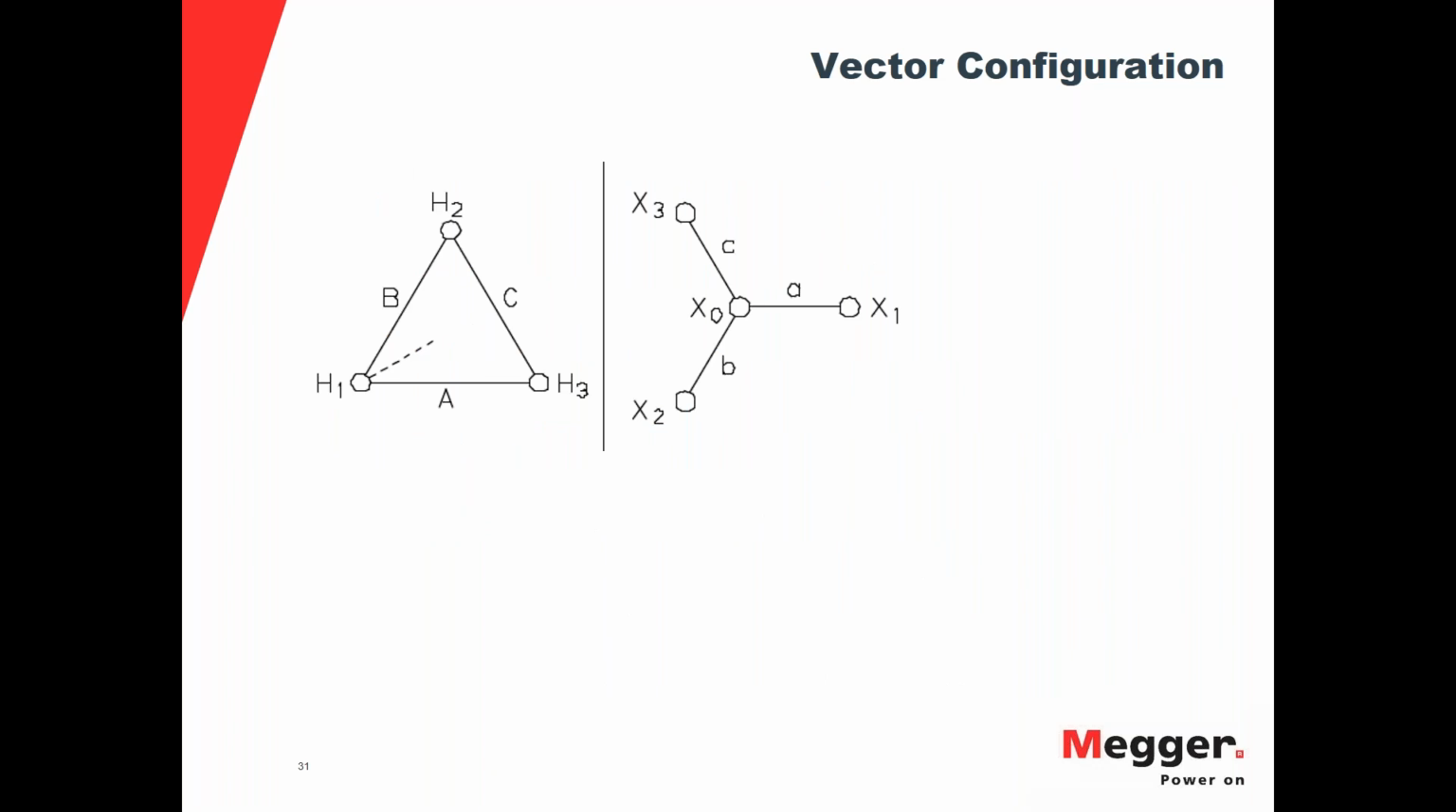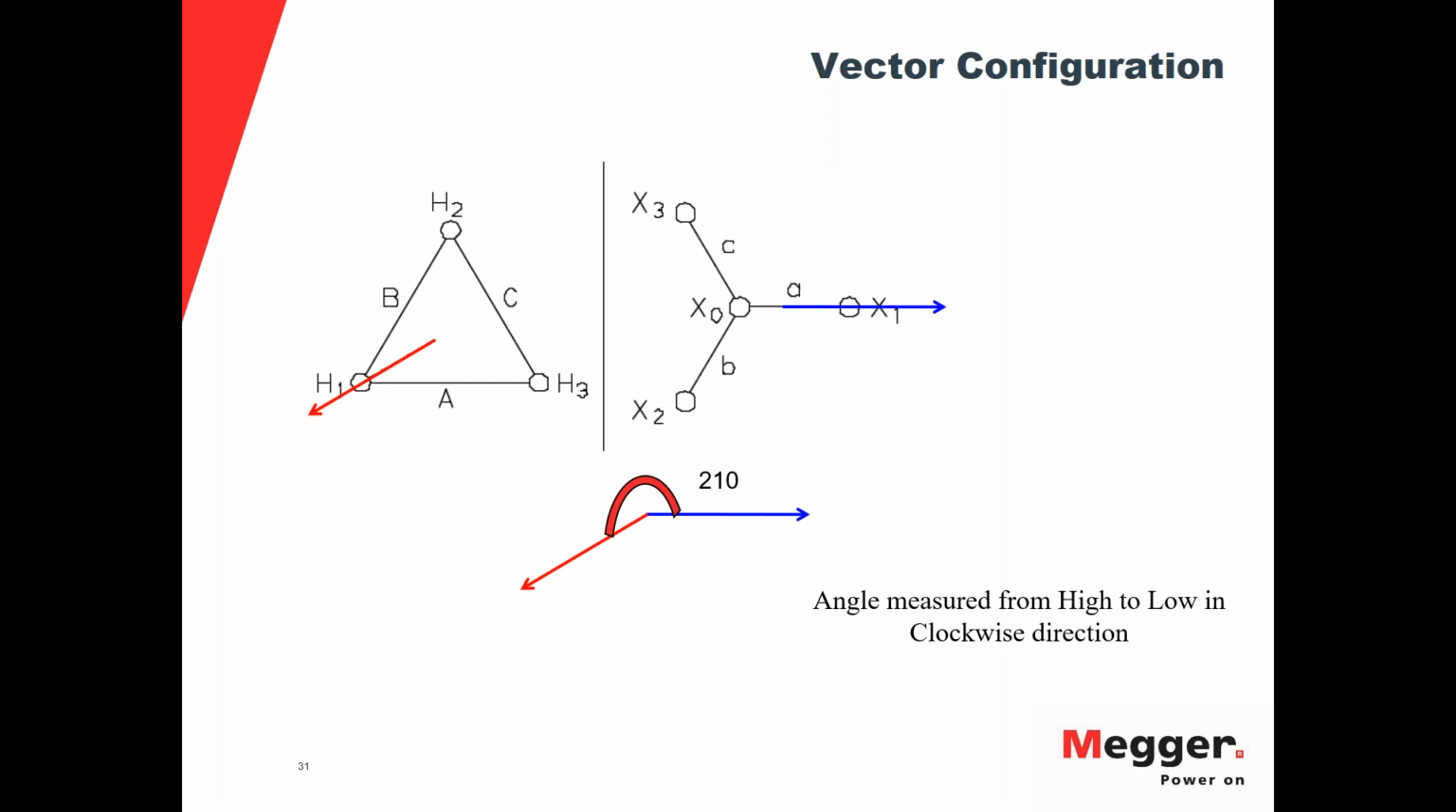So again, here's another Dyn. We can see this is where we start on the high side. This is where we start on the low side, and we determine what's the displacement angle here as far as degrees. And what we can come up with is 210 degrees of displacement between the high side and the low side. So this one would be a Dyn7.